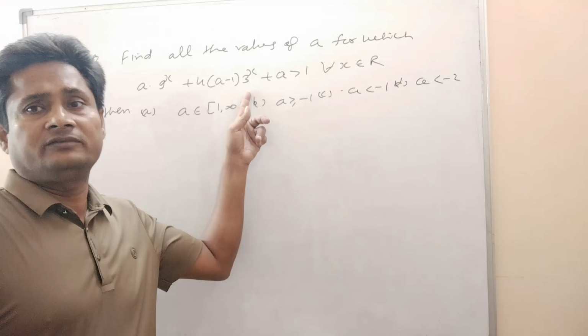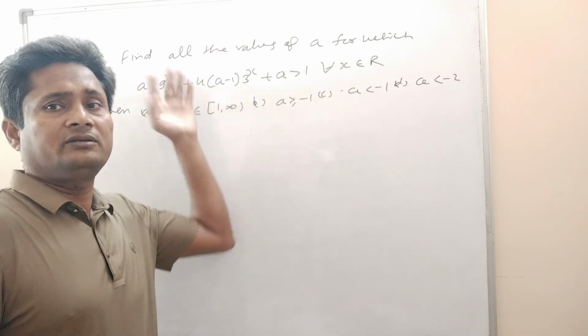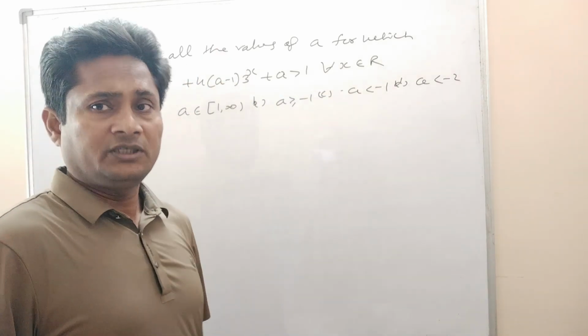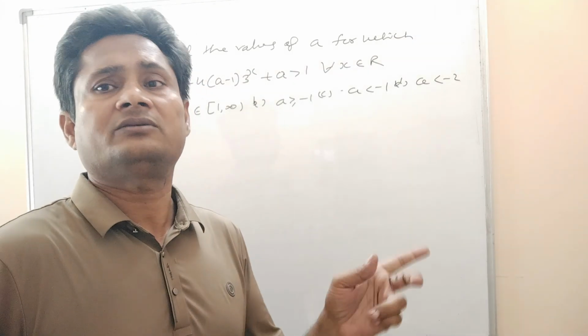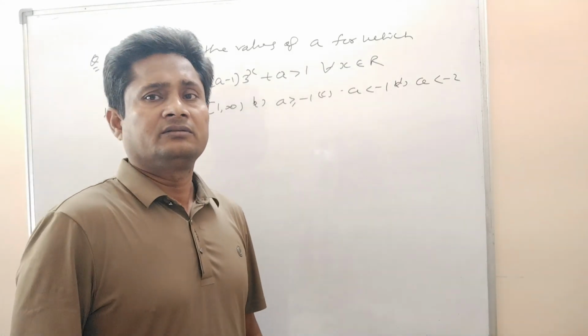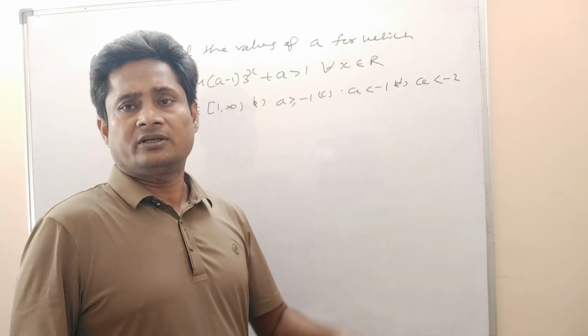Here it is given 3 to the power x and 9 to the power x. So this question can be solved by making this a quadratic inequality. We will discuss this question in the next class.